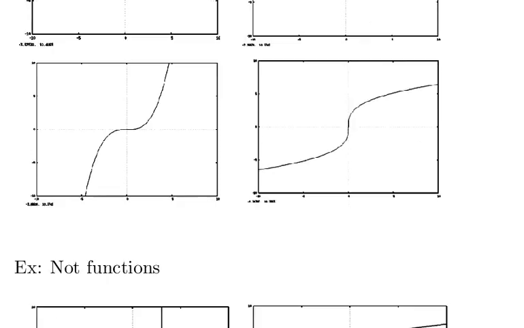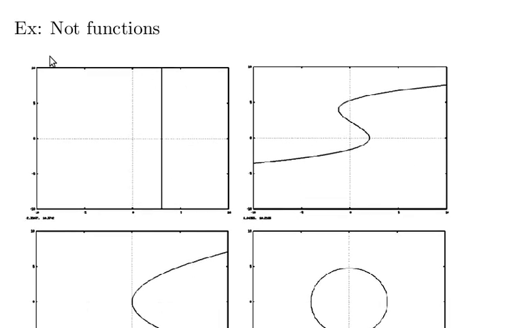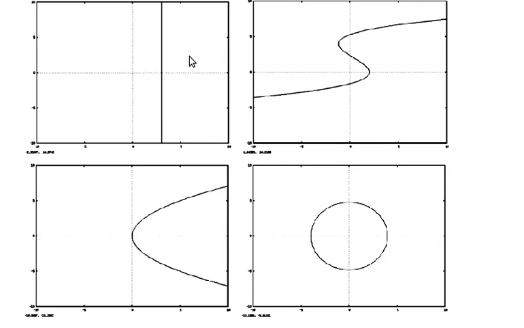So here are some things that are not functions. Like this right here, a vertical line itself doesn't pass the vertical line test because if you put a vertical line on top of the vertical line, it passes through the curve at every point. So it fails the vertical line test. It crosses it at an infinite number of points.